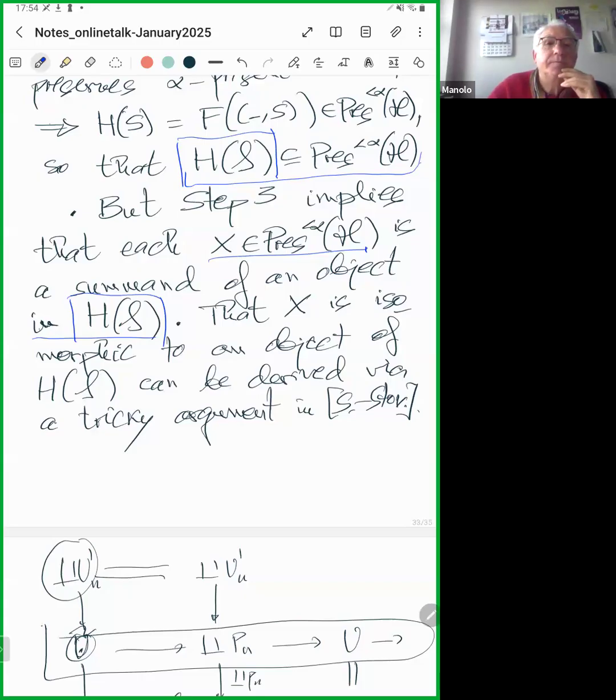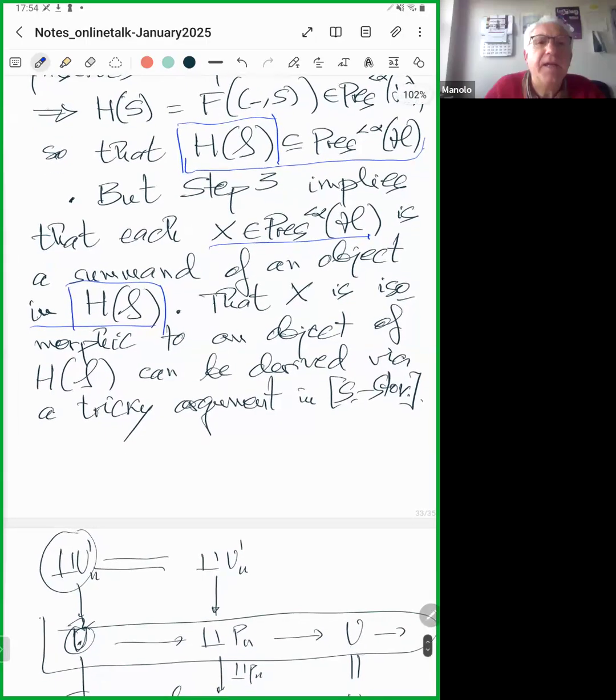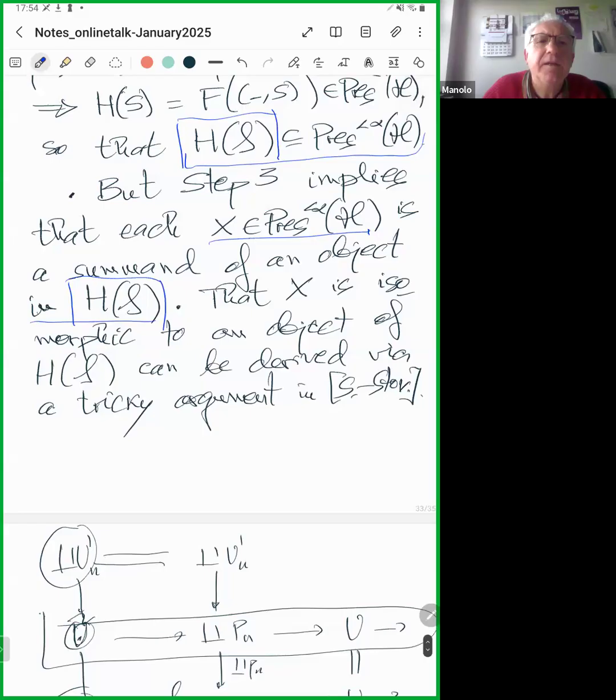Hey, Manolo, can you say something about the homological functor, from the triangulated category to the heart? Is that functor presentable? I mean, is this functor presentable? Normally not. Normally not.